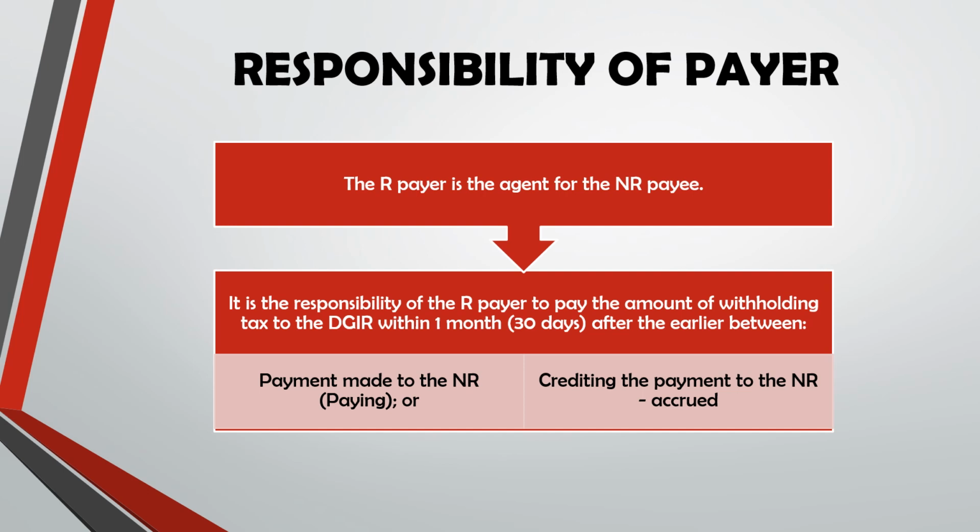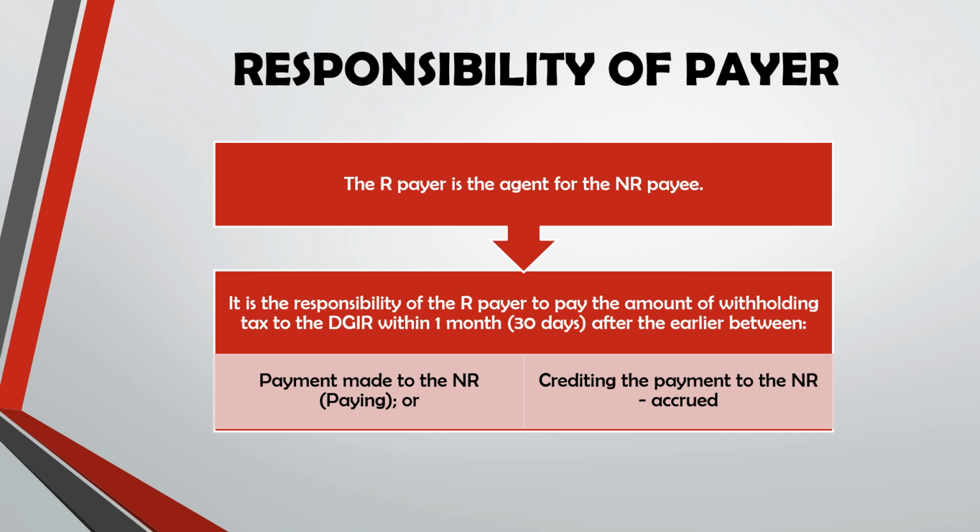Responsibility of the payer. The resident payer is the agent for the non-resident payee. It can also be a situation where the payer is also a non-resident, which means the situation is between non-resident and non-resident, whereby the non-resident payer is somehow acting on behalf of the IRB.